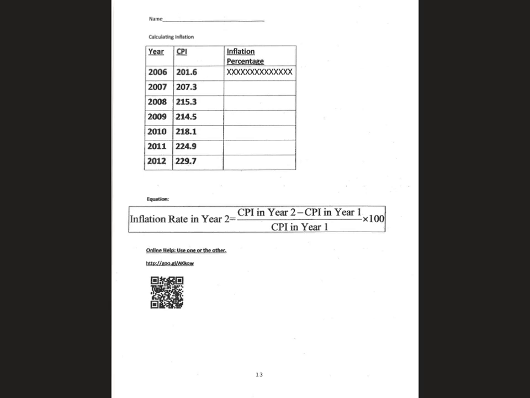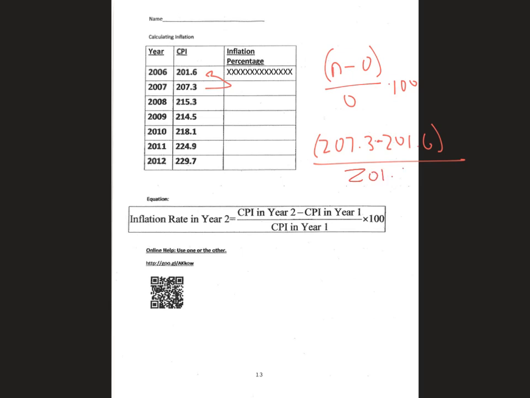The way you calculate inflation rate is new minus old divided by old times 100. And in a chart like this, you'd just be calculating one year to the year prior. So if I calculate the inflation rate of 07, it's going to be 207.3 minus 201.6 divided by 201.6 and then times 100, which will give us an inflation rate of 2.8%.